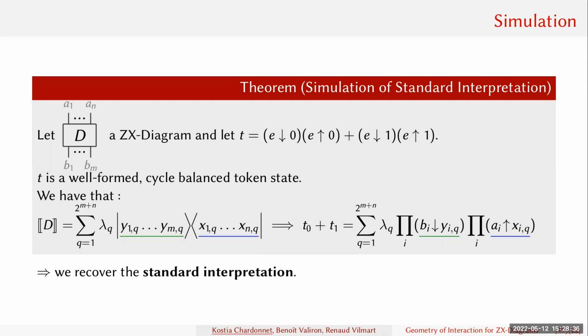In the same way, if you don't want to recover the whole interpretation of the ZX diagram and you just want to evaluate it on some state, we can do as I did in the example with the CNOT gate, and just input some token on the input wire of your diagram in the state that you are interested in.